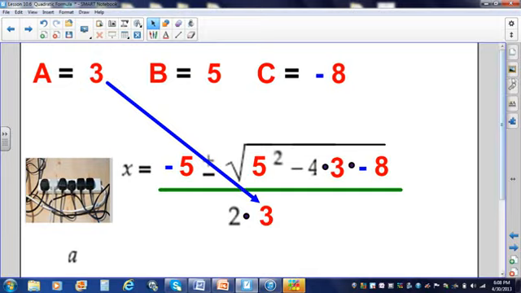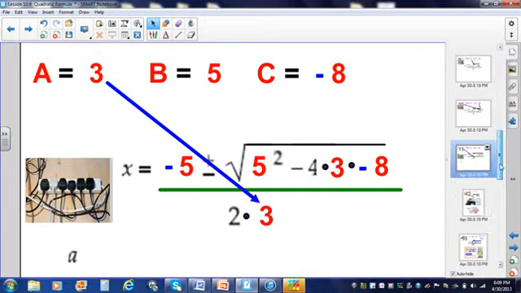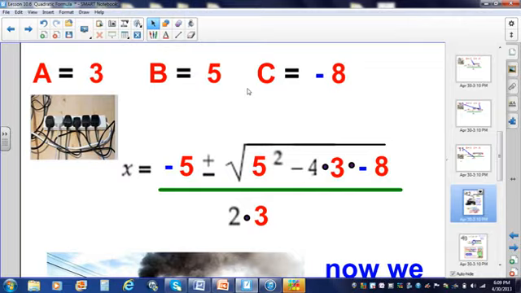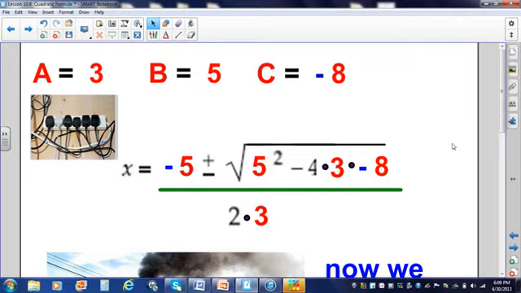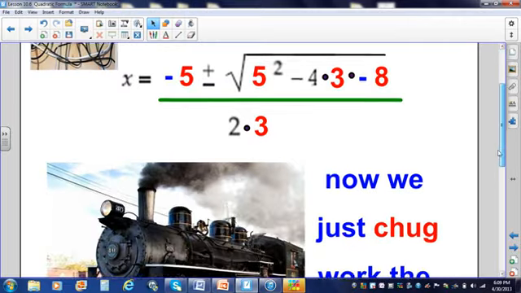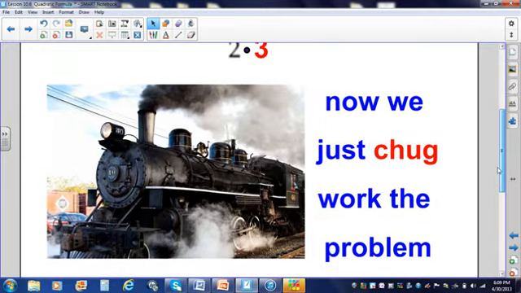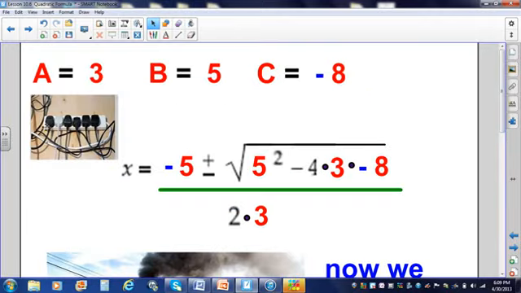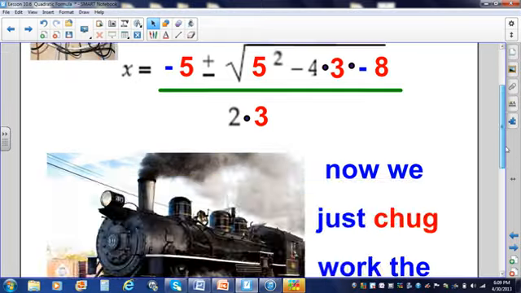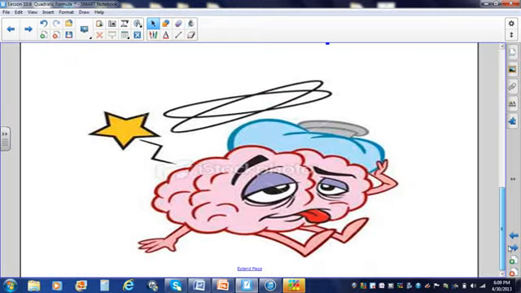So basically, up until this point, all I've done is plug in all my numbers for A, B, and C. Now, we just need to chug and work the problem. So the first thing is do all your plugging. Next thing we're going to do is chug and work the problem. But before we do that, let's take a brain break.